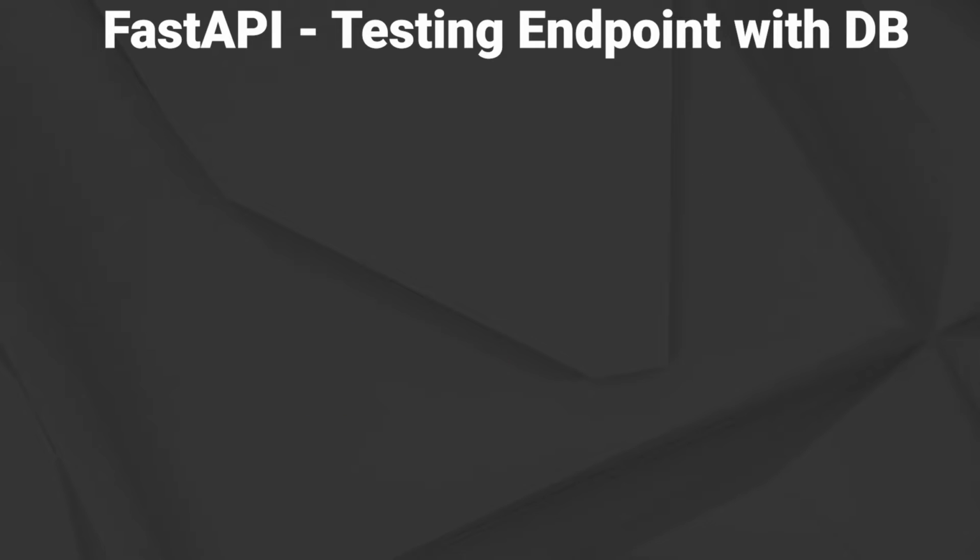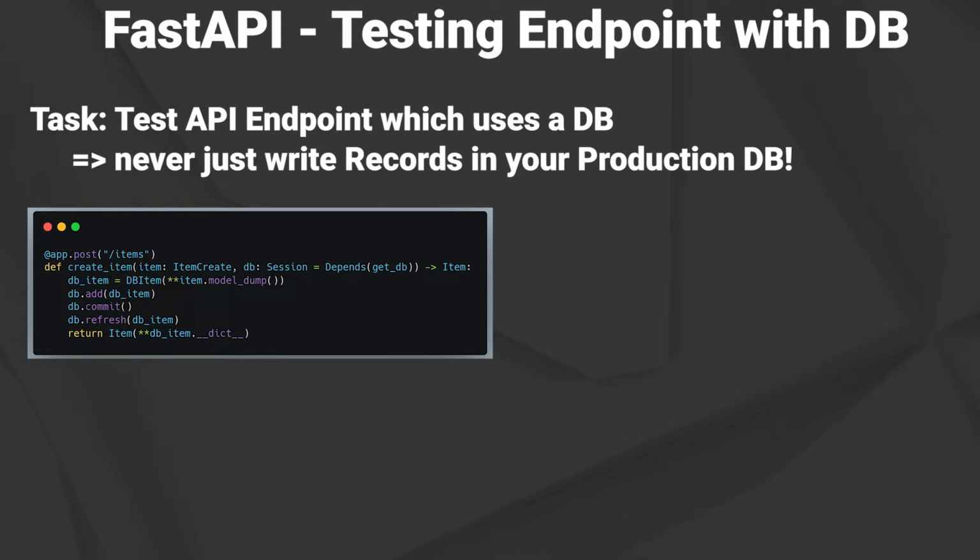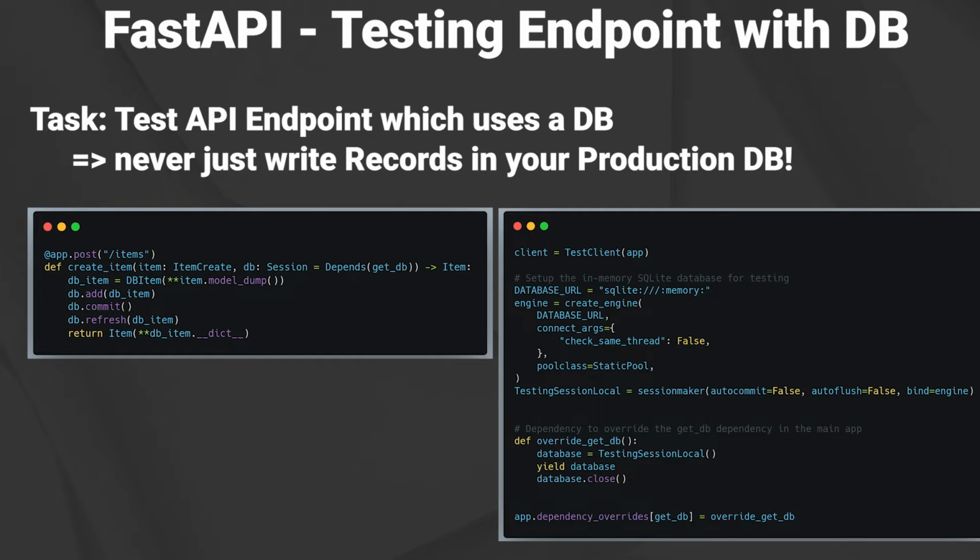So first, what is the setup? We want to test an API endpoint that interacts with a database. You don't just want to write records into your production database. So Arjan created a local in-memory SQLite database and writes and reads records from the database. So the test itself works, but in my opinion, it does not do what you actually want to achieve.